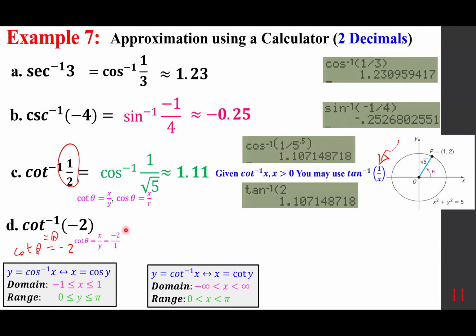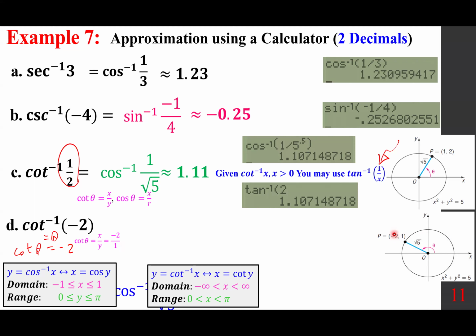And so you square that, you get 4. You square that, you get 1. You add them up, you get 5. And so you have the same r, square root of 5. So -2 squared is 4, 1 squared is 1. So you get square root of 5. So it's cosine inverse of x over r, cosine inverse of -2 over square root of 5.